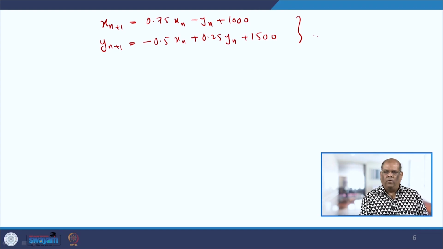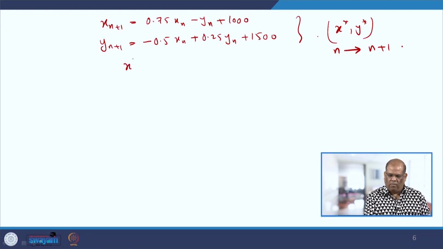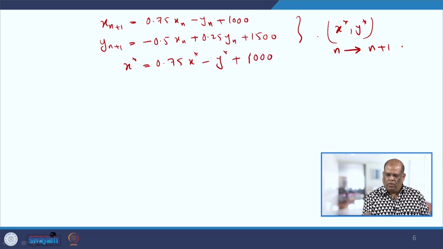So, you do not have to convert this into a homogeneous linear difference equation. We have already proved that whatever is true for a linear homogeneous system is also true for a linear non-homogeneous system. So, we just state that x star, y star be the equilibrium solution, and since there is no change from the definition of equilibrium solution from n to n plus 1, we replace x n plus 1 by x star and x n also by x star, and the same is true for y n also.